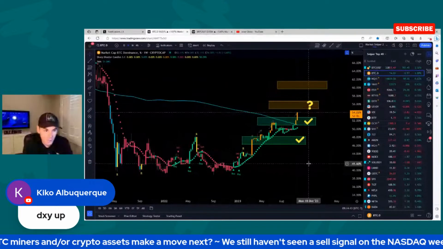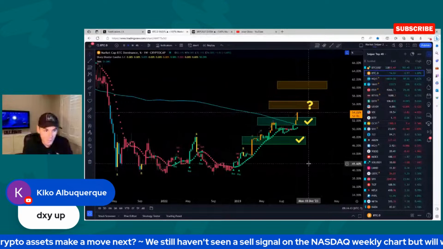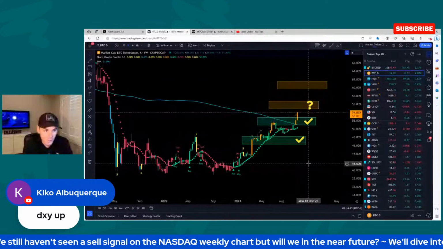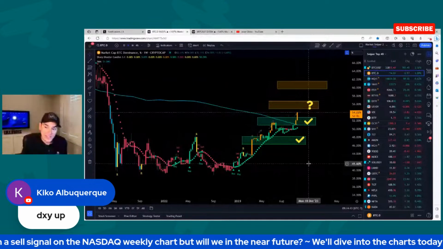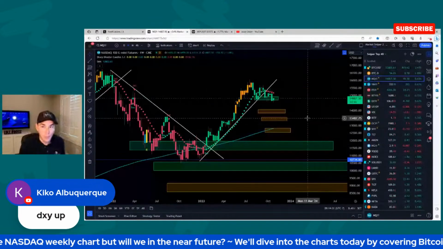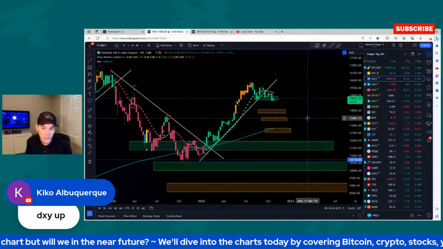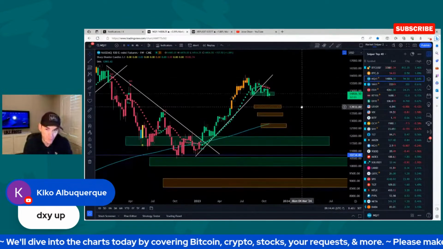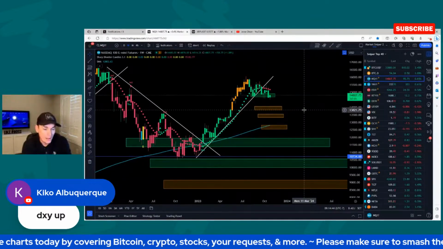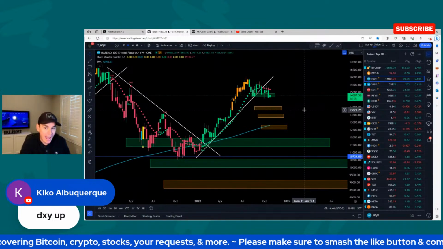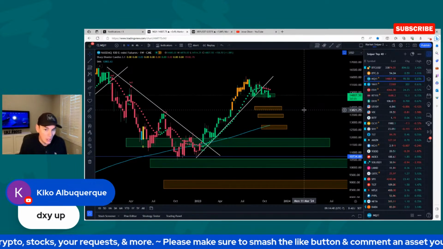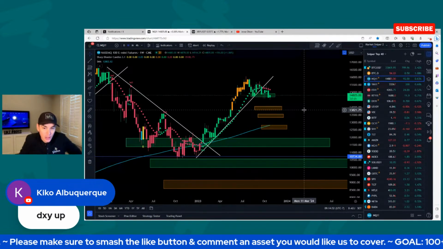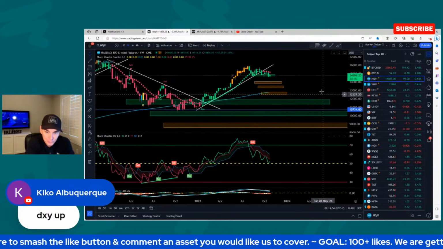We've been talking about this on all the live streams, that the DXY is still bullish on the weekly chart. The daily chart was looking like it could have a pullback, whether it hits target 1, 2, 3, or 4, right? But the DXY is still bullish on the higher time frames. So another thing in the NASDAQ, will it have a sell signal on the weekly chart finally? I think so in the near future. I think we're still leaning towards that, right?